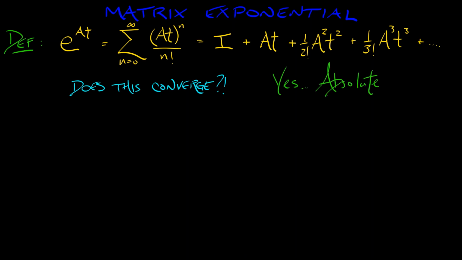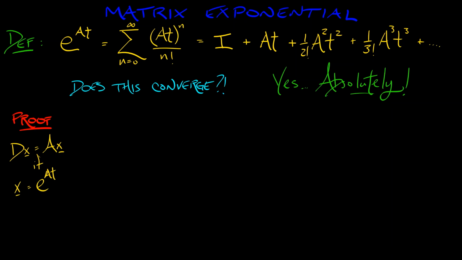Yes, absolutely. Okay, so what are we going to do with this? Well, let's do the proof of this lemma that the solution to dx equals ax is e to the at times some constant. Let's just work with e to the at. So what I'm going to do is just plug it into the equation, see that it solves it.